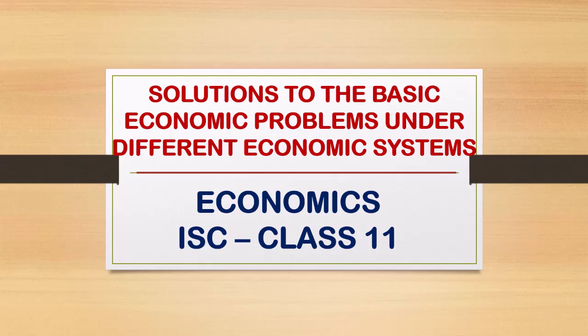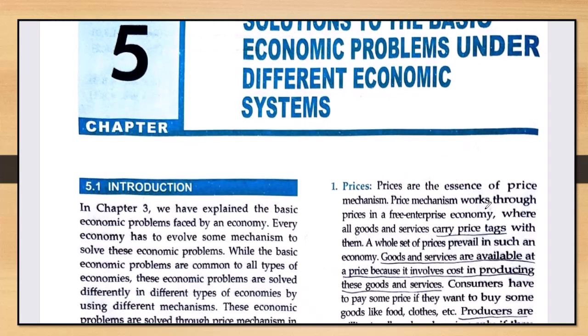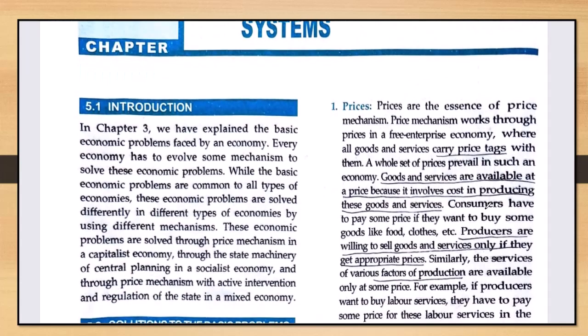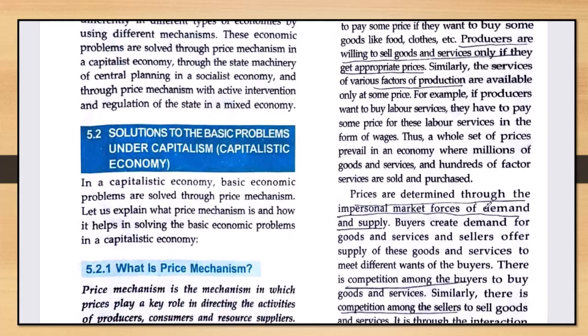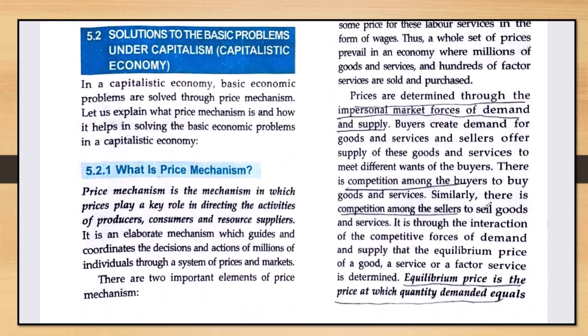So let's begin. Let's begin with Chapter 5, Solutions to the Basic Economic Problems under the Different Economic Systems. And what are the economic systems we have already seen? Developed, developing, capitalistic, socialistic, and mixed economy. So let's begin with the capitalistic economy first. As is given in the lesson, what is a capitalistic economy?